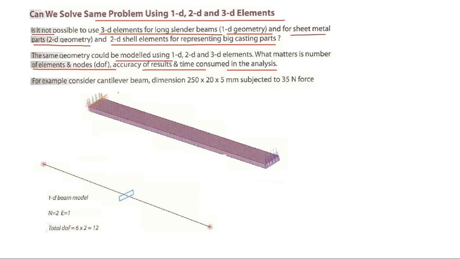For example, consider the cantilever beam, dimension 250 by 25 mm, subjected to a 35 Newton force. 1D beam model: we can make it one node here, another node here, one line, and this length is 250. On cross sections 20 and 5, we can make it. One joint here, another joint here, right? So here two nodes are there and only one element. So total degrees of freedom: each node has 6 degrees of freedom, here also 6, total 12 degrees of freedom only.